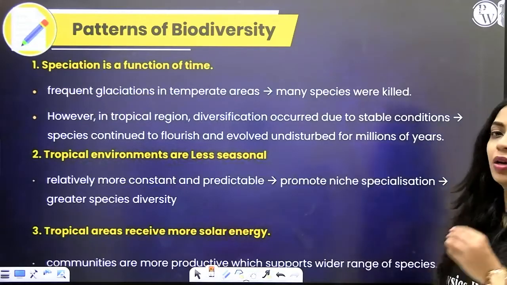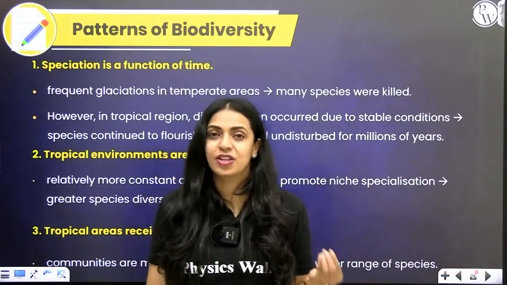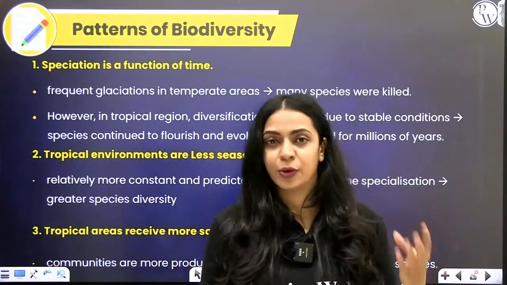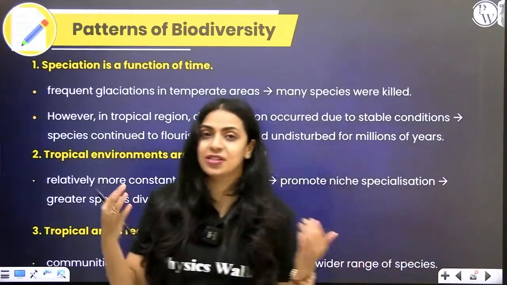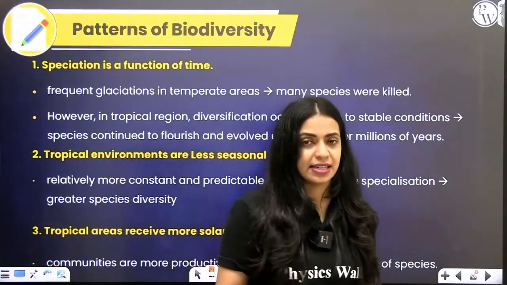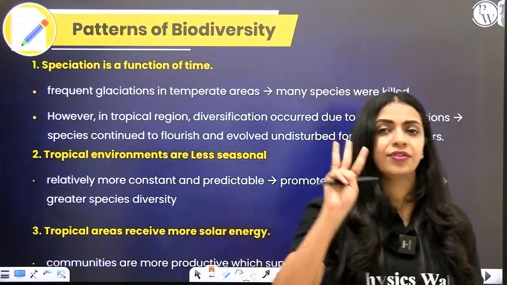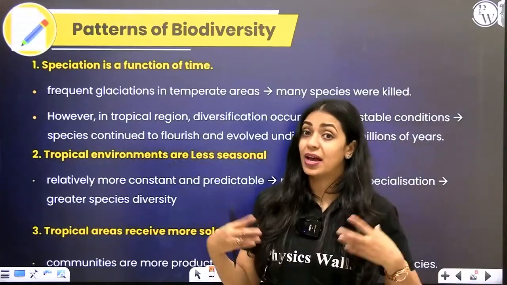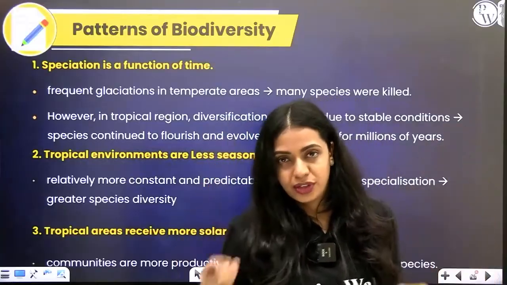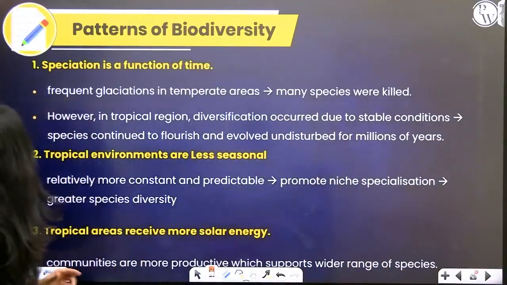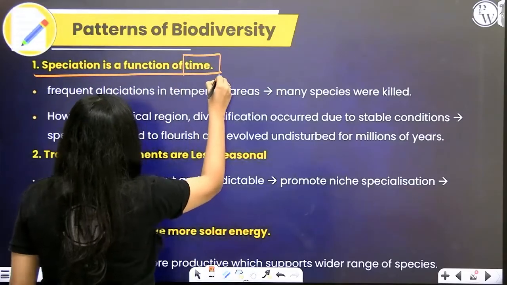Now, we already know from several examples that species diversity is highest at the equator, at the tropics, and as you move towards the pole, the species diversity is gradually going to decrease. What could be the reasons for that? This is important. There are 3 reasons why we see maximum biodiversity in the tropics compared to the temperate regions, compared to the polar regions. First reason, speciation is a function of time.